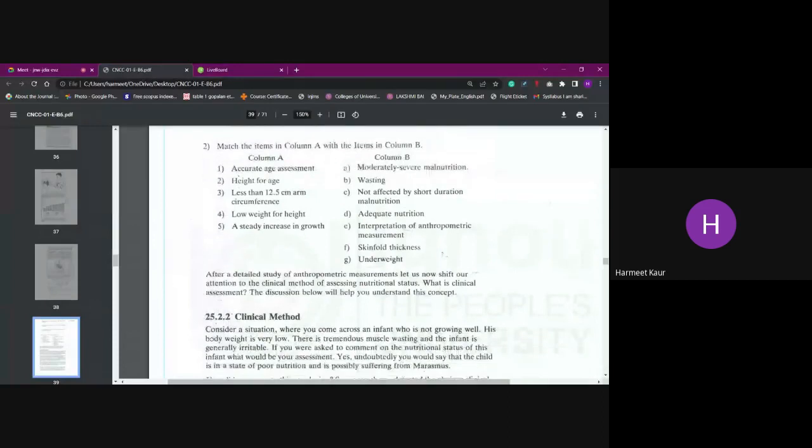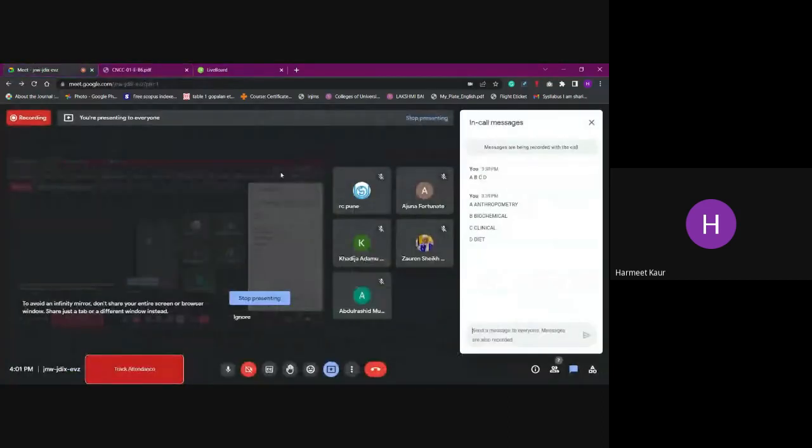So any doubts in anthropometry? Anything you want me to repeat? Anthropometry is clear to all of you? Can I move ahead with the next one?